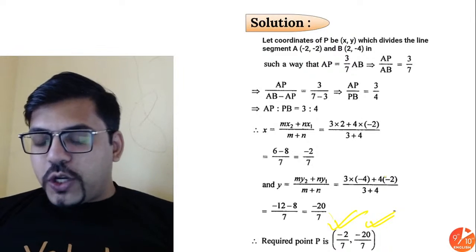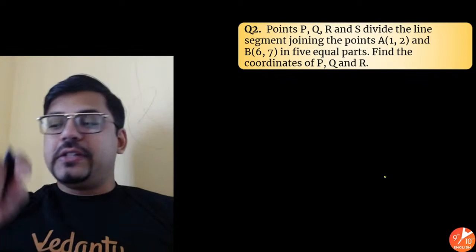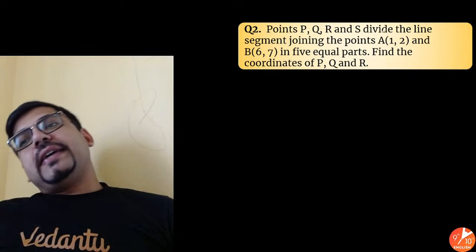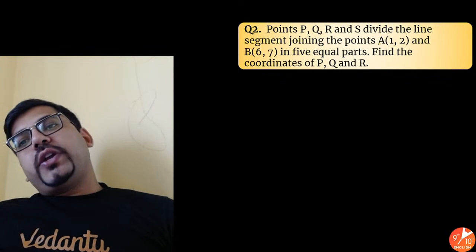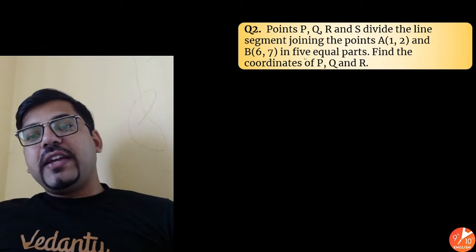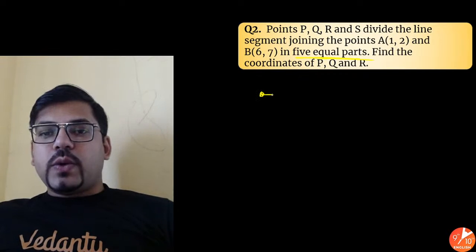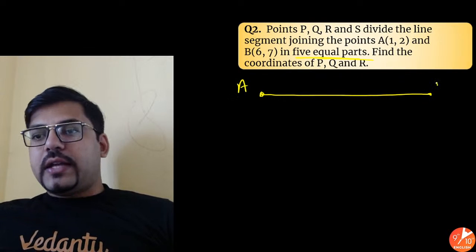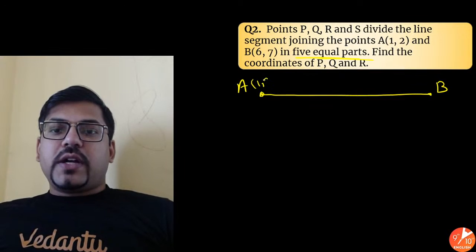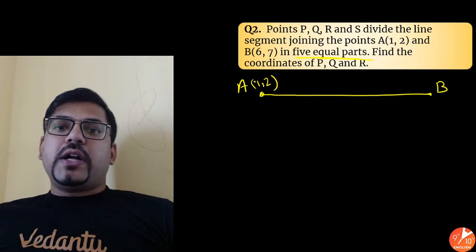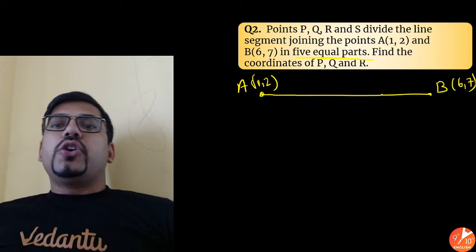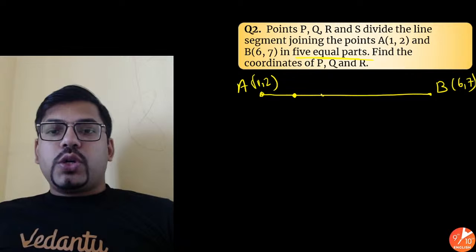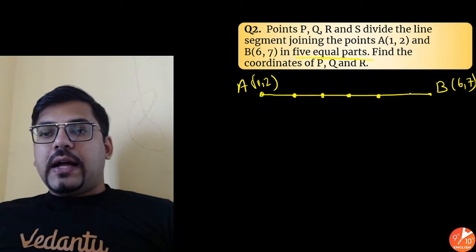Moving on. Here's the next question, people. The next question says, points P, Q, R and S divide the line segment joining points A, B in 5 equal parts. This means that you have a point A and you have a point B. This is A, this is B. And you have been given the coordinates of A, which is 1, 2, and the coordinates of B, which is 6, 7. So this is divided into 5 equal parts.